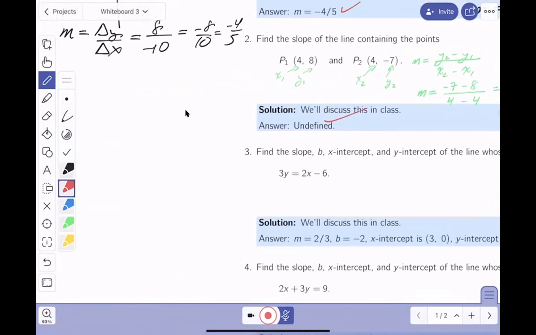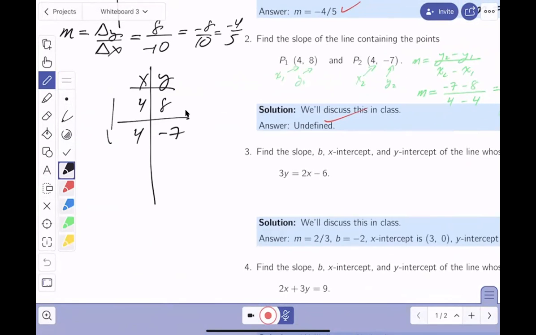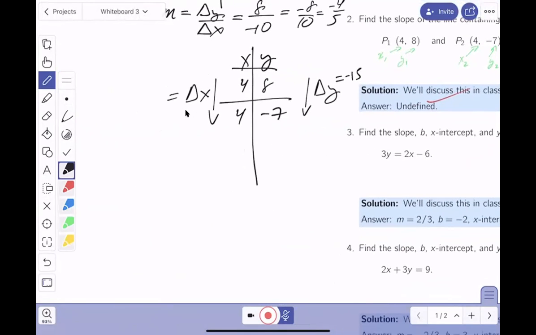Again, for students that want to do the table, let me put the table down for you. What's the table going to be? 4, 8. That's the first point. Second point is 4, minus 7. If you look at this, you can put down delta x. I like to go in the same direction every time, delta y. What's delta y? If you're at 8 going to minus 7, you go down. How much? It's going to be minus 15. And the delta x hasn't changed at all. It's 0. What's m? Delta y over delta x.